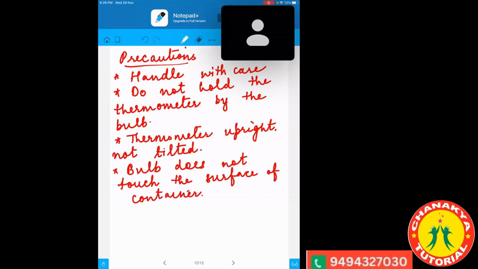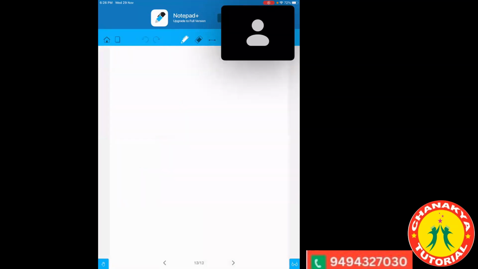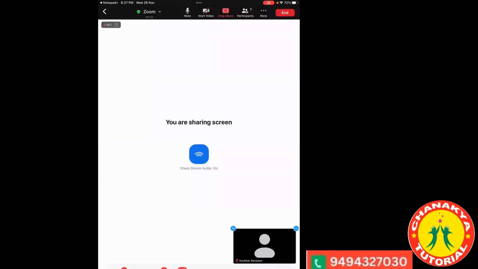So these are a few of the precautions we need to take care of. And the last one is the digital thermometer. You all have seen it so well. In your home also you have those digital thermometers.